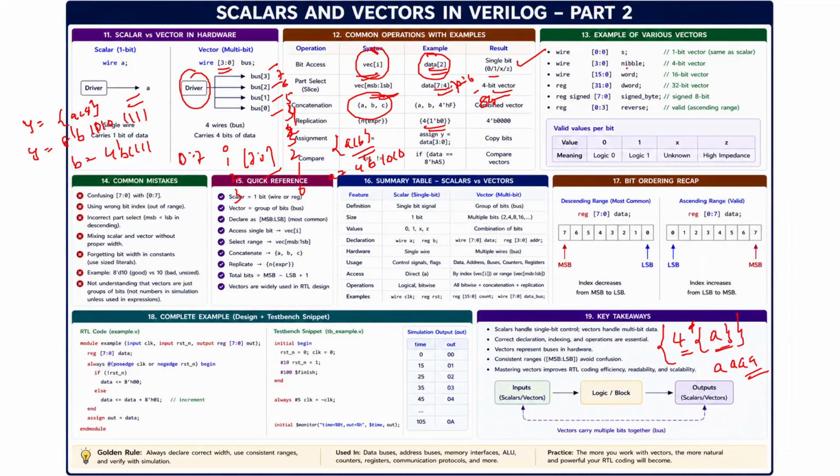So these are the examples of single bit or one bit representation. Nibble means what? Nibble means 4 bits, right? Half of the byte. So nibble is capable of storing 4 bits, and word is 16 bits, and double word is 32 bits. Signed byte is 8 bit, and there is a reserved purpose. So different types of variables we are representing. Clear? Any doubt from this?